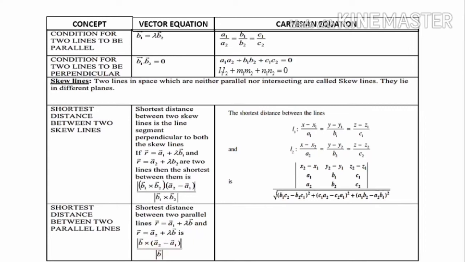You have to learn these formulas by heart, and not only by heart, you must be able to identify a1, b1, c1, a2, b2, c2. When equations are given to you in the form r is equal to a plus lambda b, you must be able to identify vector a and vector b. Then direction ratios and direction cosines, x1, y1, z1, x2, y2, z2, all these things you must know how to identify from the equations.